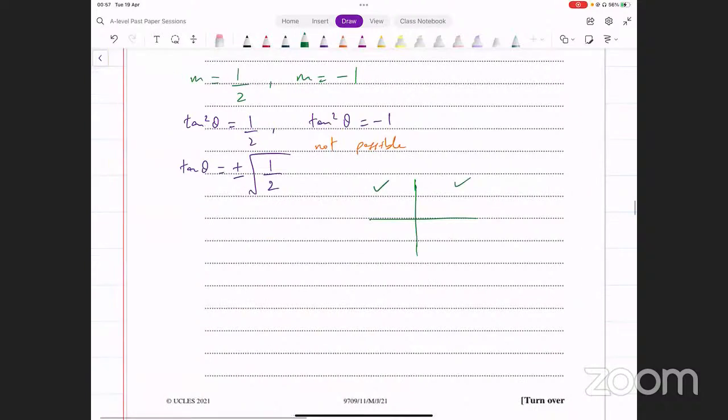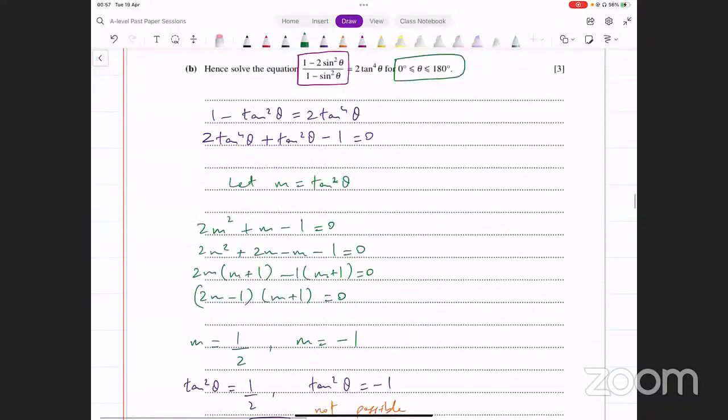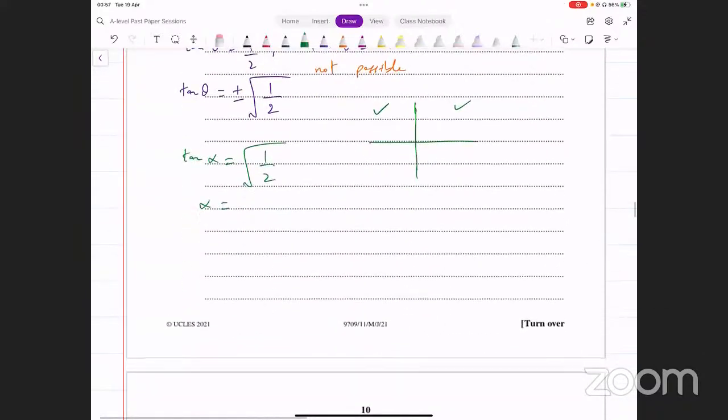Now we find the basic angle. Basic angle के लिए हम क्या करते हैं? We say tan alpha equals square root of 1 over 2. Basic angle के लिए हम positive consider कर लेते हैं इसको. We find the basic angle now. Remember, we're dealing in degrees here. Degrees में basic angle निकाल लें. Tan inverse of 1 over square root of 2. See what that turns out to be. I think it's 45 degrees, as far as I remember. Just check.